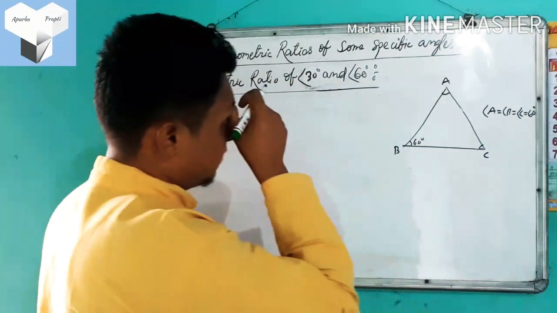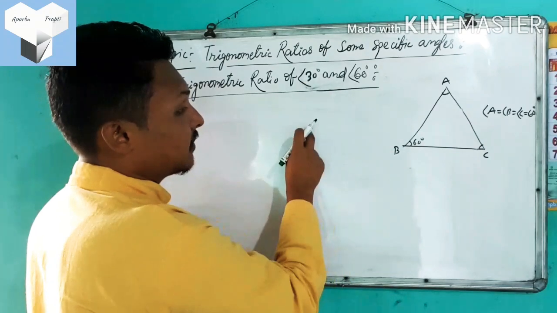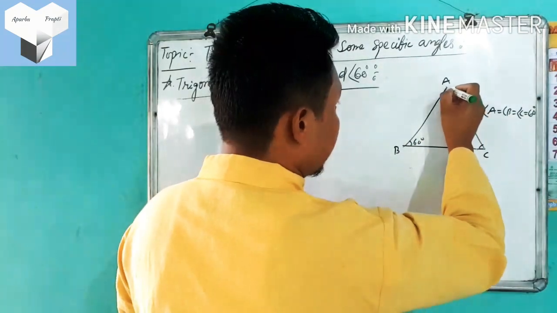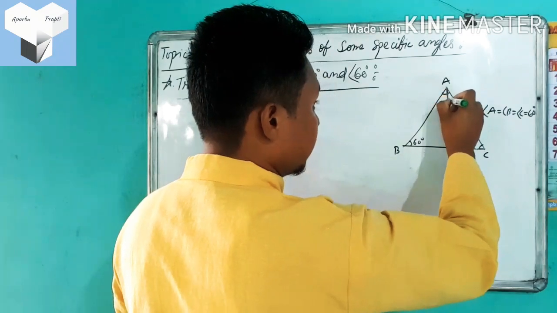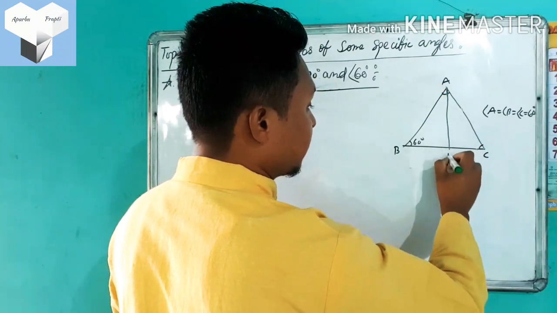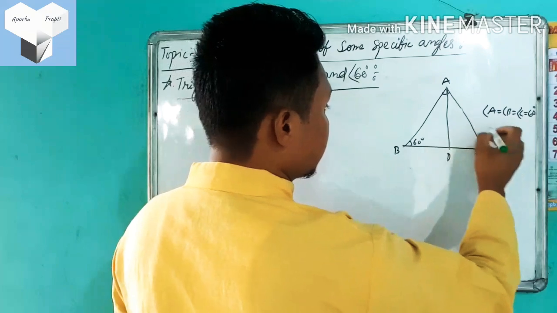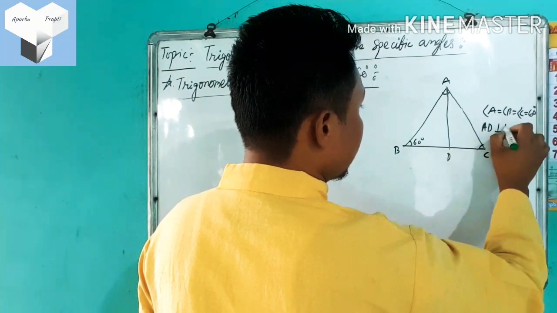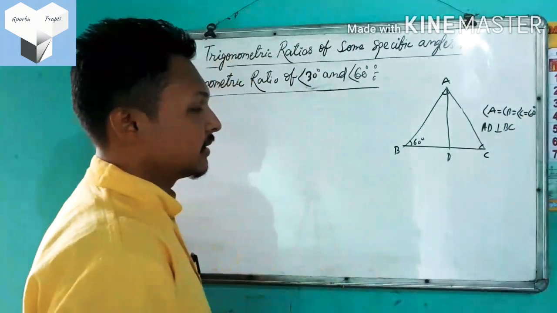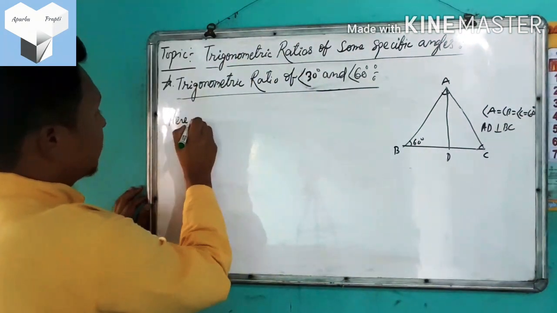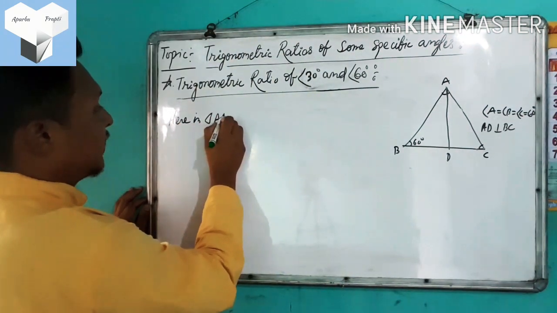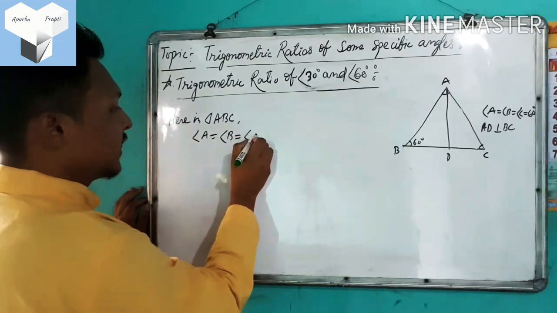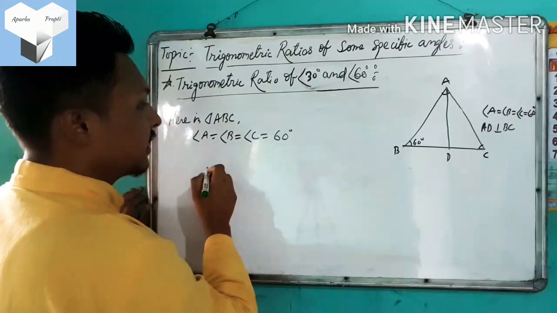Okay, so here also we need a 30-degree angle. For making a 30-degree angle, let us draw a perpendicular. Let the perpendicular be AD. Here AD is perpendicular to BC. So here in triangle ABC, angle A is equal to angle B is equal to angle C. That is how much? 60 degrees.